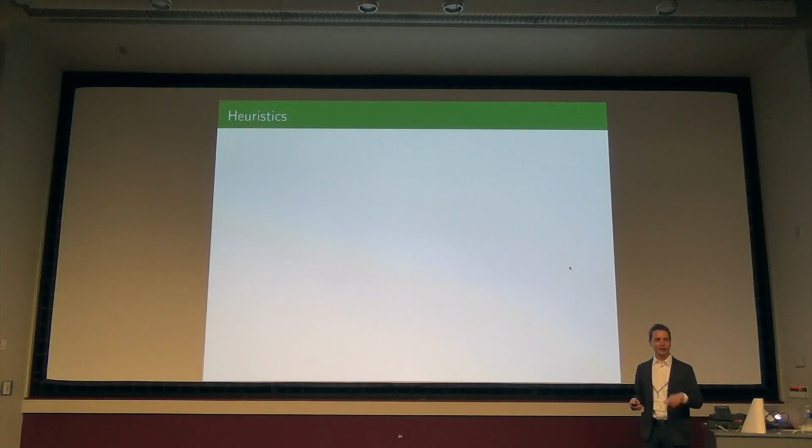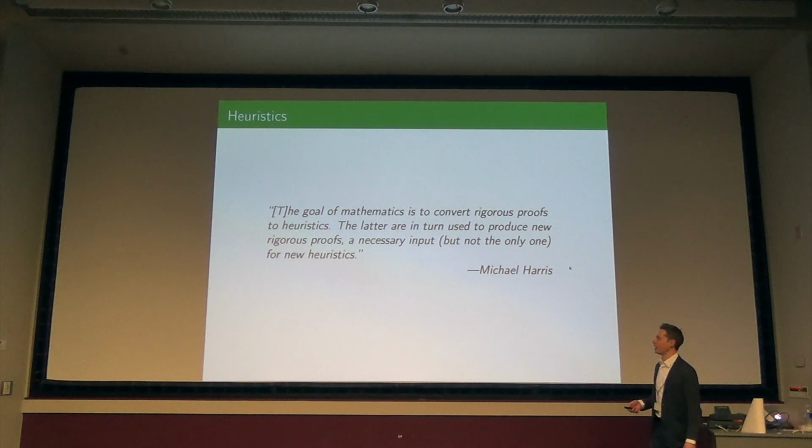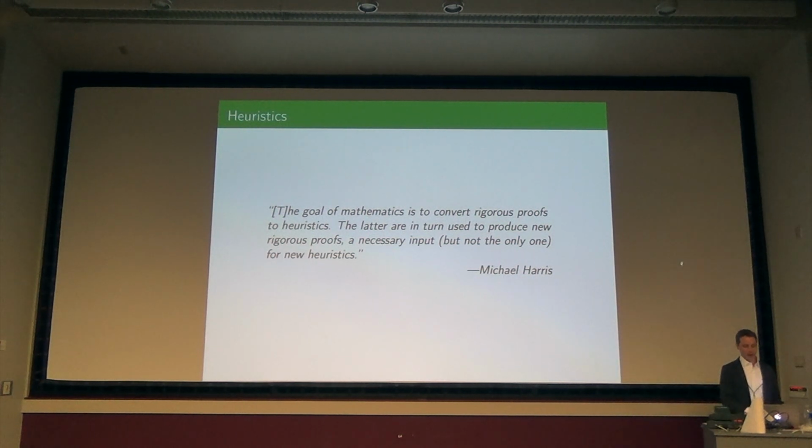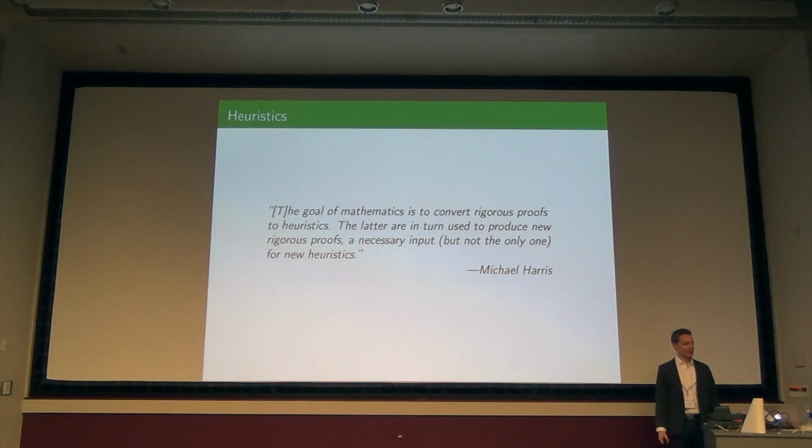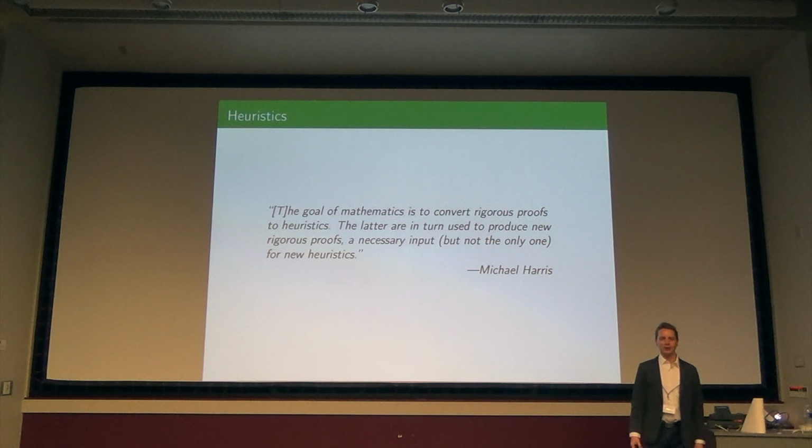So to get you to believe this, I have a quote by Michael Harris, who says, the goal of mathematics is to convert rigorous proofs to heuristics. The latter are in turn used to produce new rigorous proofs, a necessary input but not the only one, for new heuristics. Do you believe this?